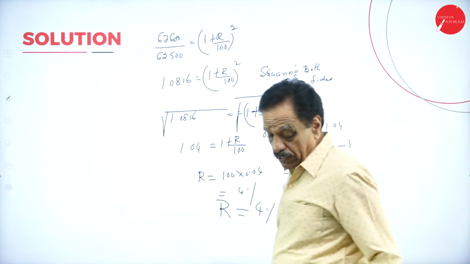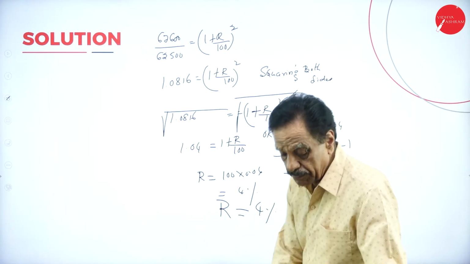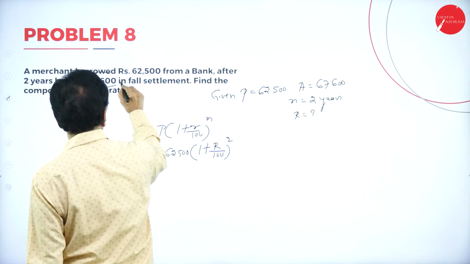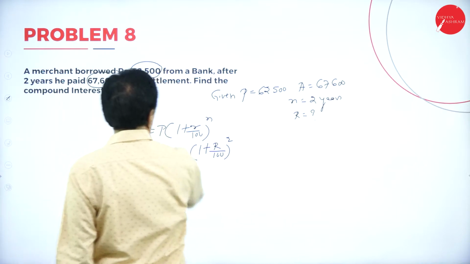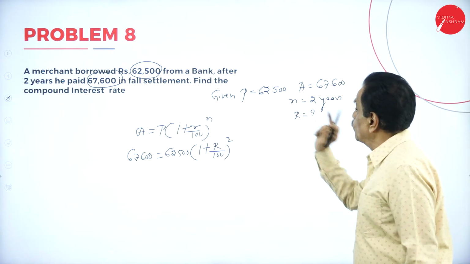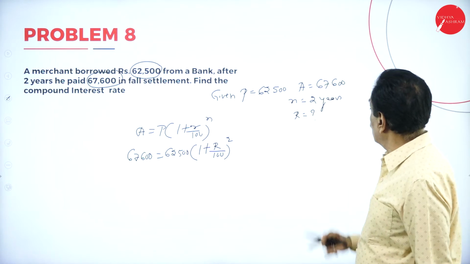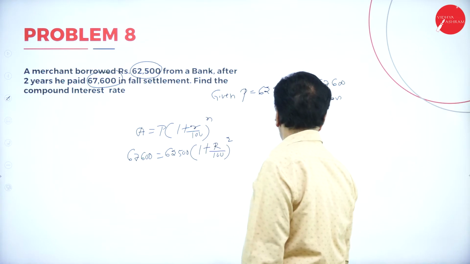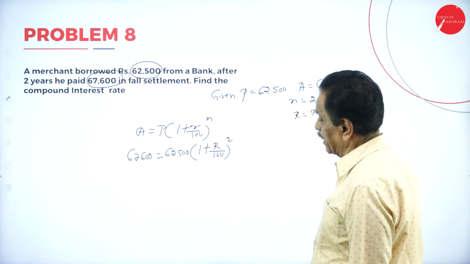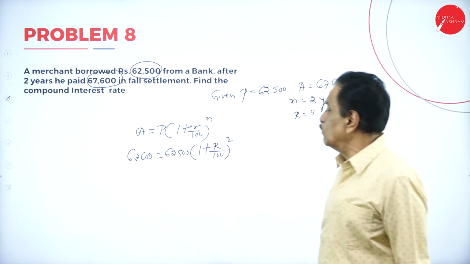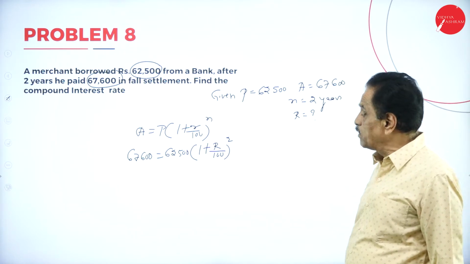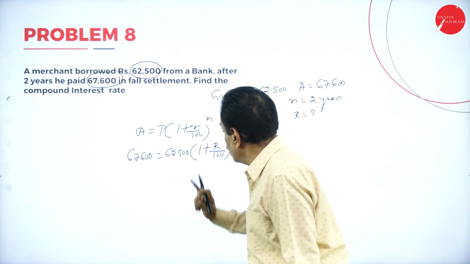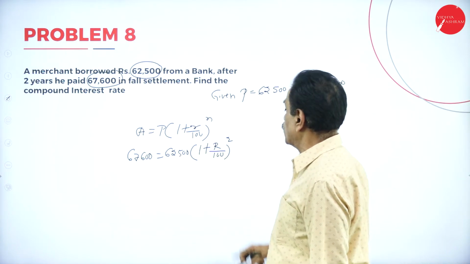This is the method. So what are the steps to follow? Given this is your amount and this is your principal money. What's your principal money? 62,500. After 2 years, it amounts to 67,600. The difference is the interest in 2 years. What's the rate? He is asking. I have written A is equal to P times (1 plus R over 100) to the power of N. What's your A? 67,600. P is 62,500 into 1 plus R over 100 to the power of N.